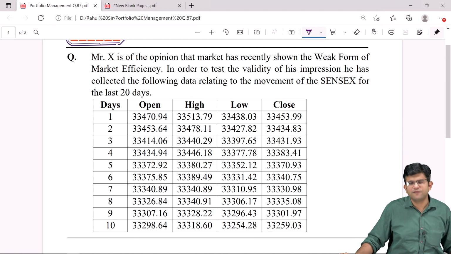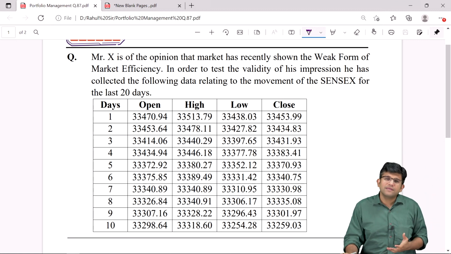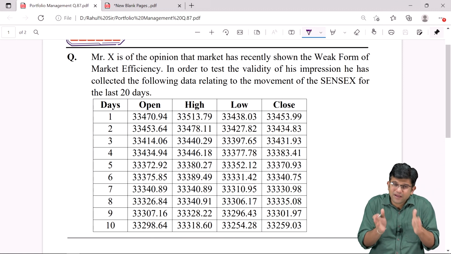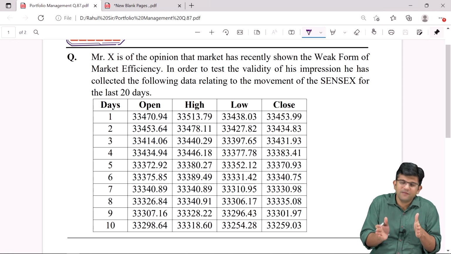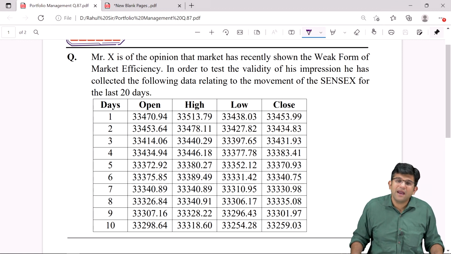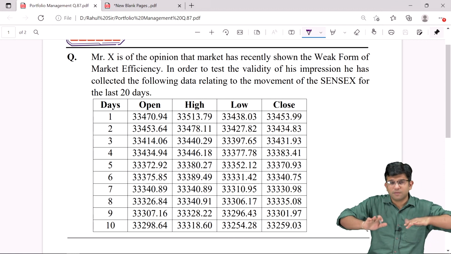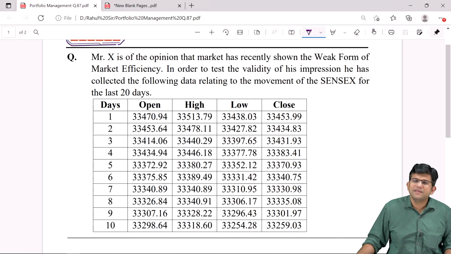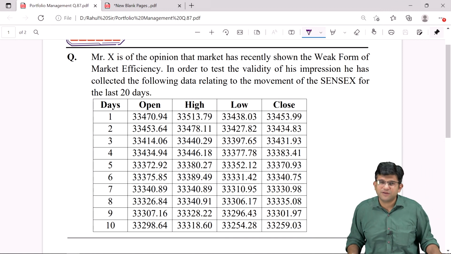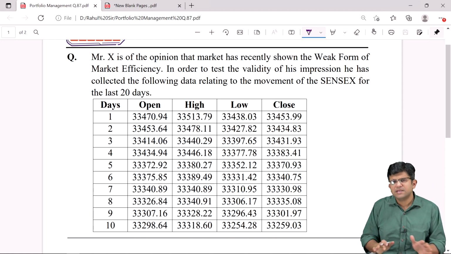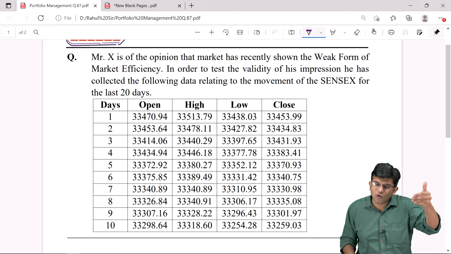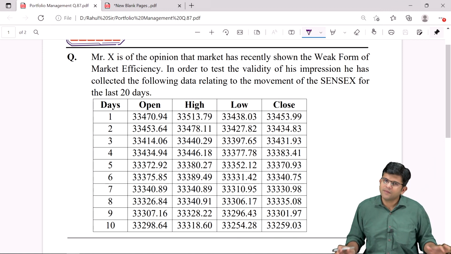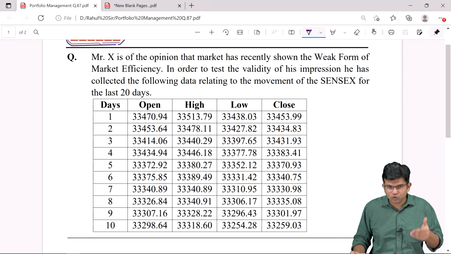In the runs test, if you remember, the whole theory was that if the number of runs lies within an average range, then we will say that the market is displaying efficiency. But if it was beyond the upper limit or below the lower limit, then we say that the markets are inefficient. Everybody remembers this entire discussion. Similarly, here also, using the concept of correlation, we will be able to judge whether the markets are efficient or not. Now, how to do that, I'll explain to you through this question.